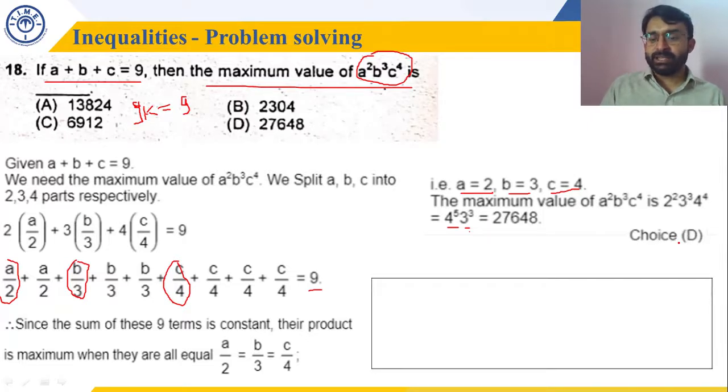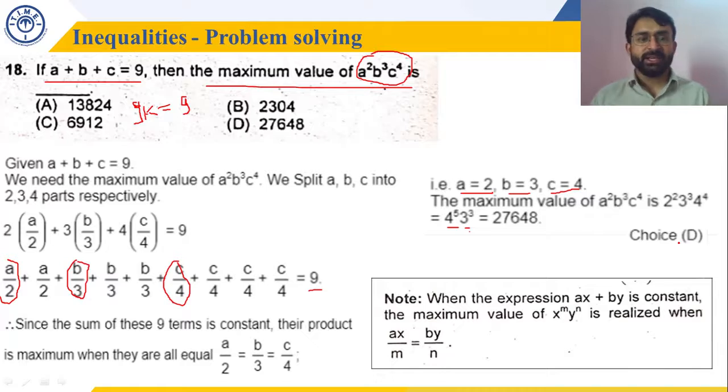Okay. So in general, I can use this notation when the expression AX plus BY is constant. In the previous case, product was constant, sum was minimum. In this case, the sum is constant, the product has to be maximized when AX by M is equal to BY by N.